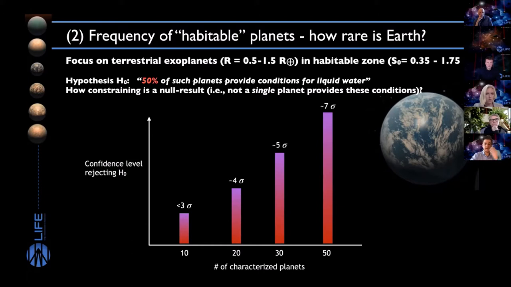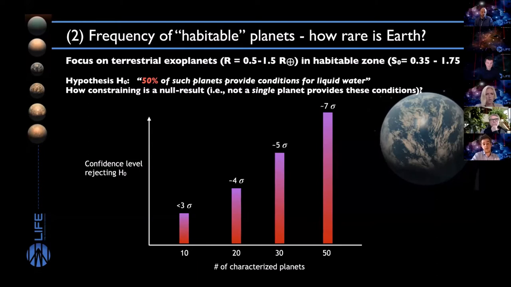So the hypothesis we put forward here is the following. We assume that 50% of planets that are in this part of the parameter range, with the radius in the range that I just mentioned, and lying at a separation from the star so that the incoming flux is in this range of incoming irradiance, do provide conditions for liquid water. And then the question is, if you now observe a number of planets, how constraining is the null result, that none of the planets we see actually show these kinds of conditions, so that we can rule out this hypothesis?